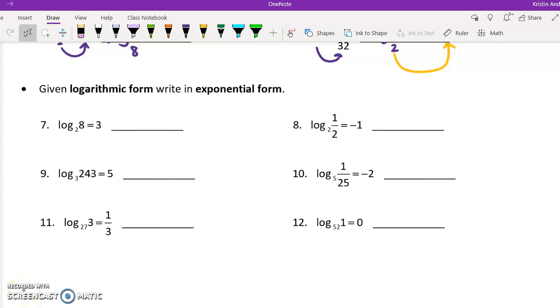Hi. Now we are going to go from log form. So all these have the word log in them.